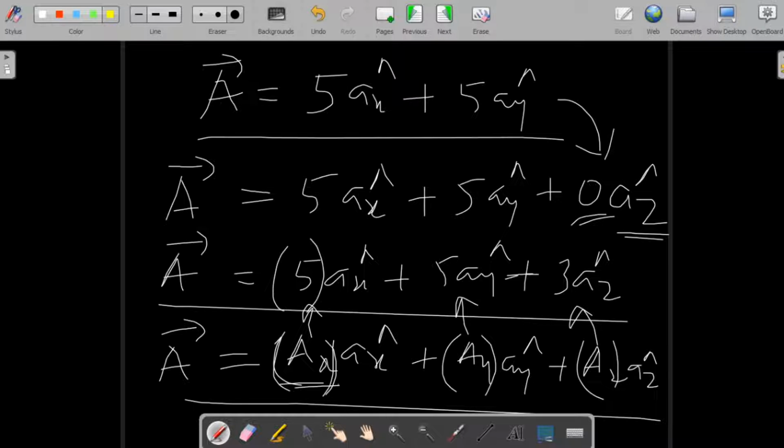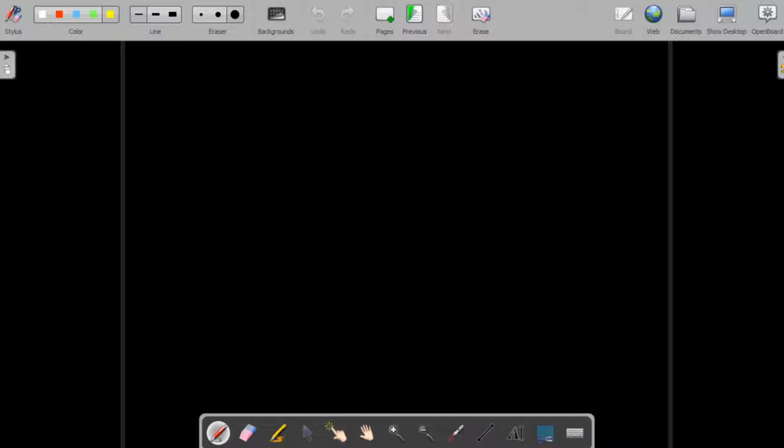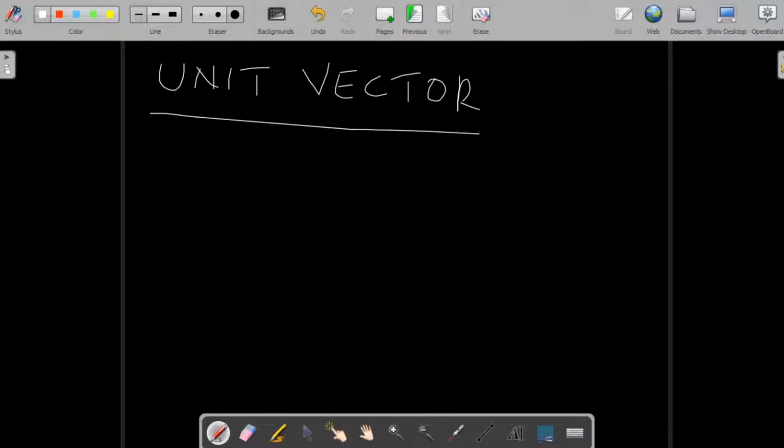So what is this ax cap, ay cap, az cap? They are known as unit vectors. What are they known as? They are known as unit vectors. So let us see what this unit vector is. What is the significance of this unit vector? So a unit vector basically acts as a function to represent the direction of a vector. We'll start with that.